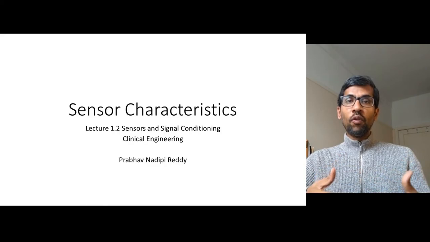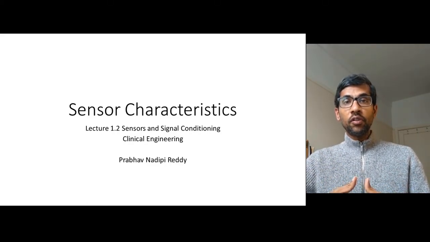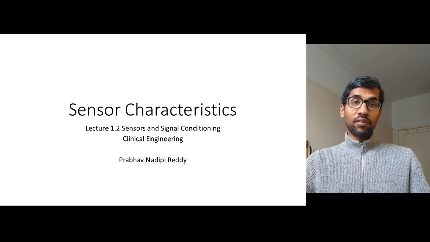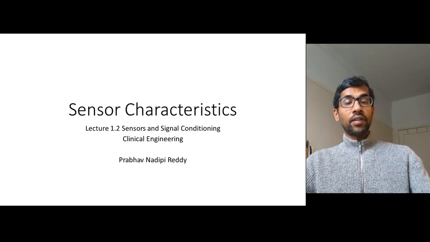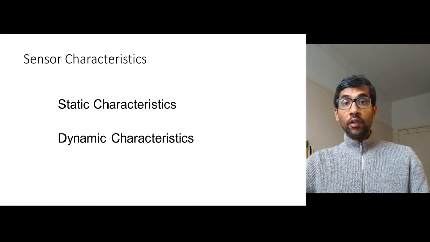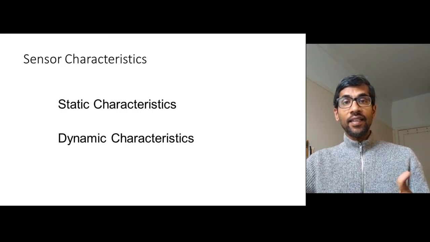So we want to measure those and know those so that we are able to use a sensor in situations that we have not used the sensor before. Now there are two kinds of characteristics that we will be looking at. One is called a static characteristic, and secondly, the dynamic characteristic. What do we mean by that?